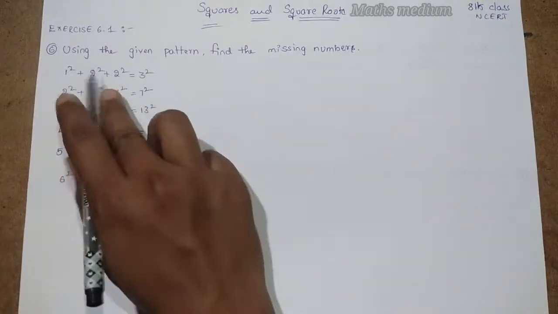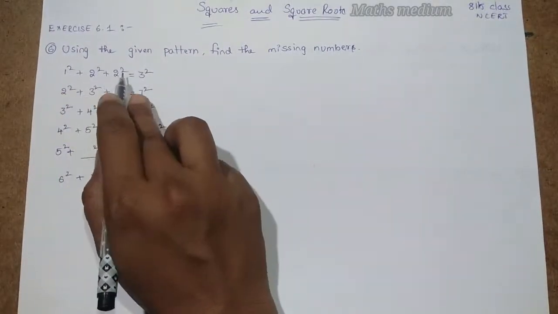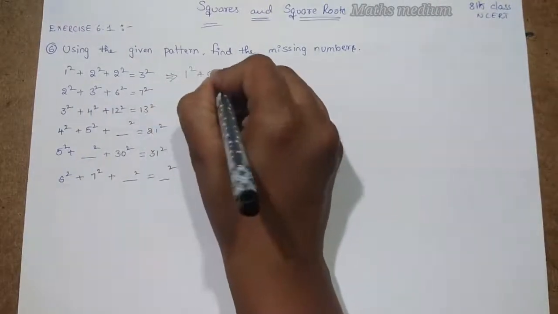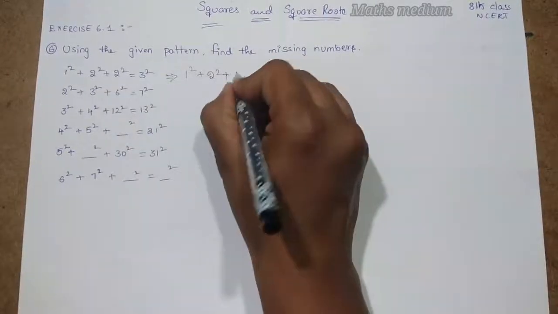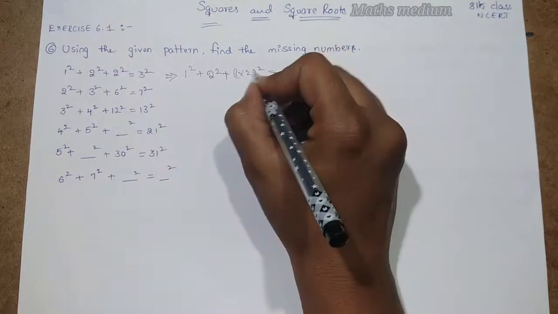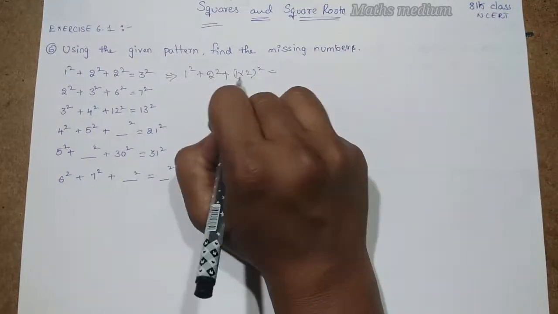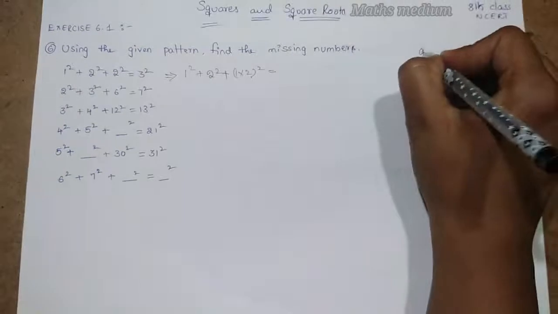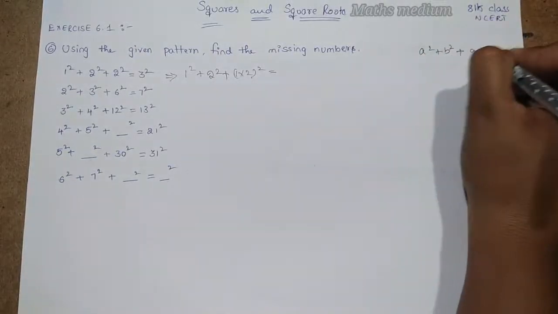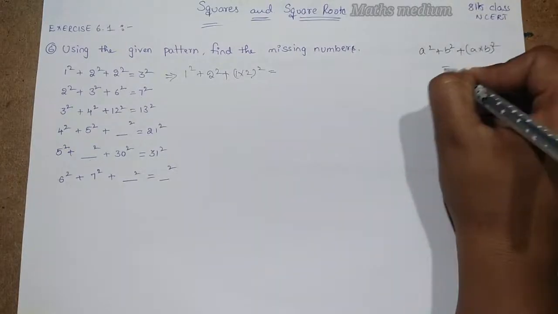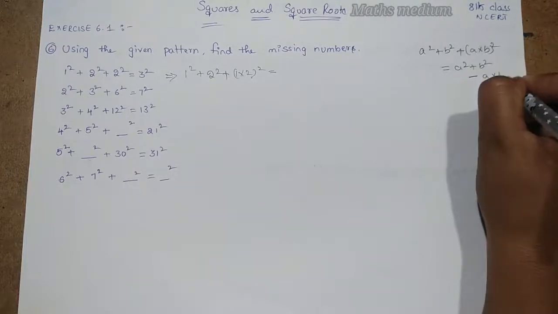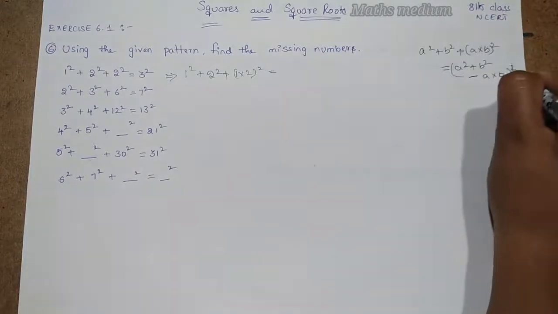See, this is 1 square, 2 square and 2 square again. It is like 1 square plus 2 square plus 1 into 2 whole square. See, a square plus b square plus a into b whole square. This is the formula: a square plus b square plus a into b whole square is equal to a square plus b square minus a into b whole square.